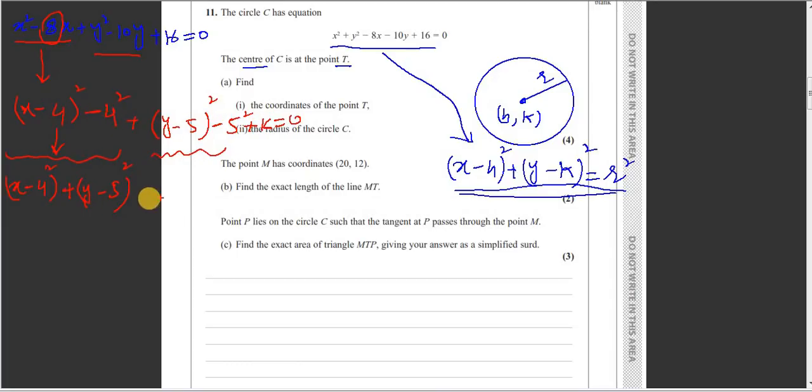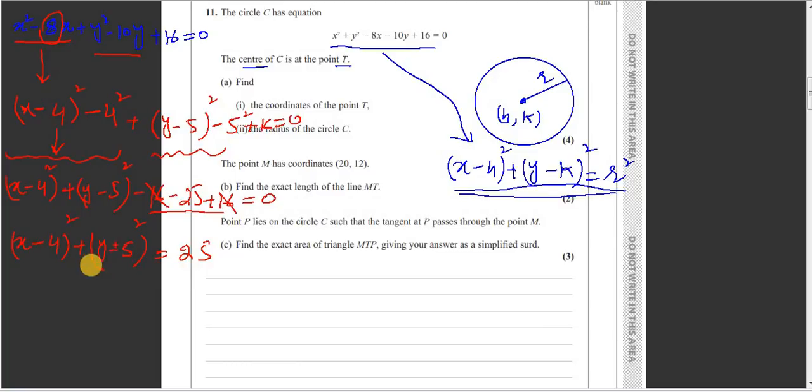So for the rest of the constants, minus 4² is minus 16, minus 5² is minus 25, and then plus 16 equal to 0. If you add and subtract these three constants, you have minus 25, as 16 and 16 cancel, so minus 25 is sent to the other side. So finally you have (x − 4)² + (y − 5)² = 25.